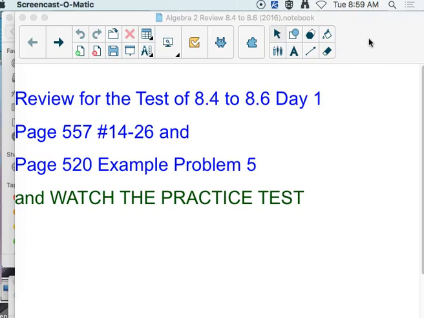So review for the test of 8-4 to 8-6, day one. You're going to do page 557, 14 to 26. And then you're just going to do one problem on page 520. And if you have time tonight, rewatch what we just did in class. The more repetition you have, the easier the test will be for you on Thursday.